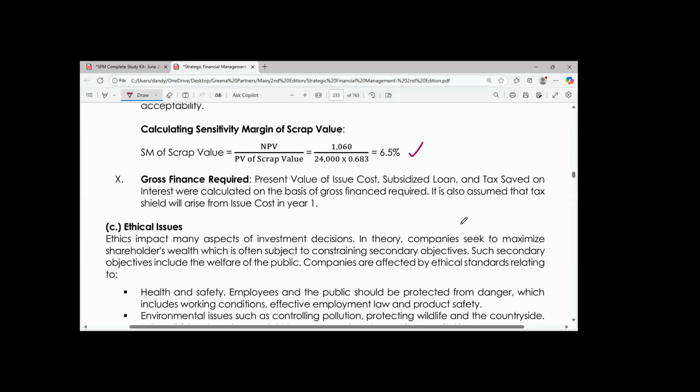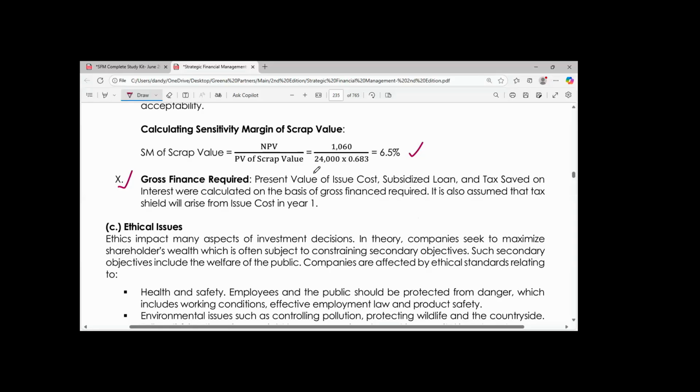This is what I'm trying to tell you. We have used gross finance required for the cash flow arising from financing effects. So if you have used net finance required, the same way I have stated it is the same way you are going to state it, that net finance required is used for cash flow arising from subsidized loan and tax saved on interest. But in our own case, we use the gross finance required because you must tell the examiner how you have come about your numbers. You have to demonstrate, you have to tell the examiner how you have arrived at your number. That's the essence of these assumptions.